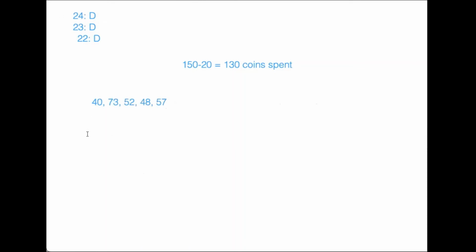So we could try these in order. So 40 plus 73 is equal to 113, which is not equal to 130. And we can keep trying this until we find 73 plus 57 is equal to 130. That is the right one, so we could use this. And yes, so 73 plus 57 equals 130. Those are the toys that he bought. So he bought the car and he bought the train.